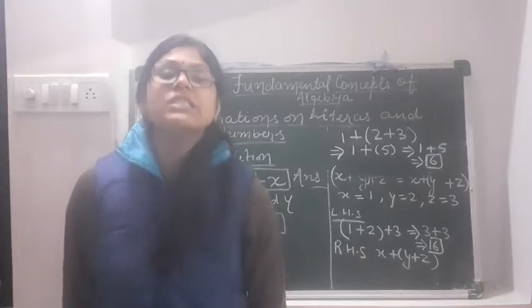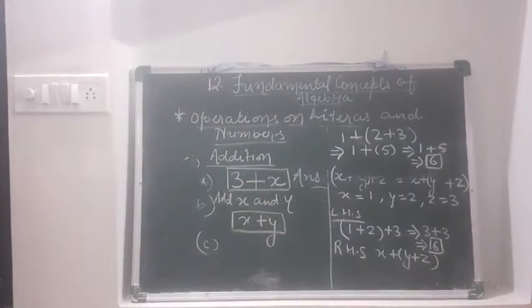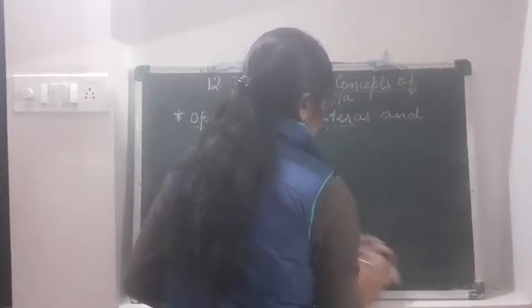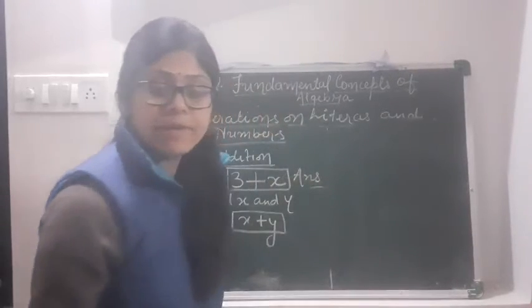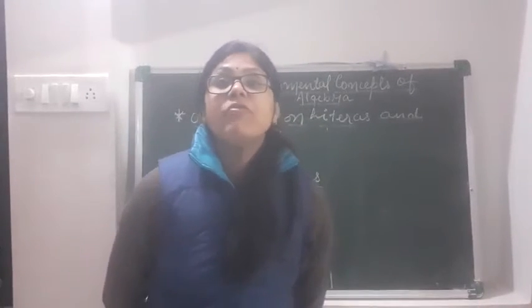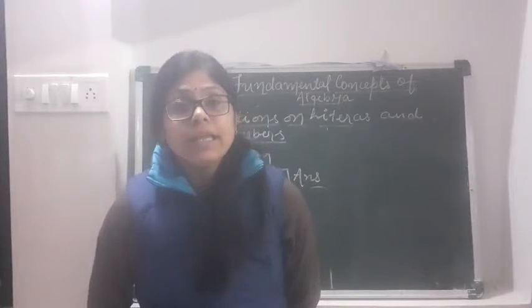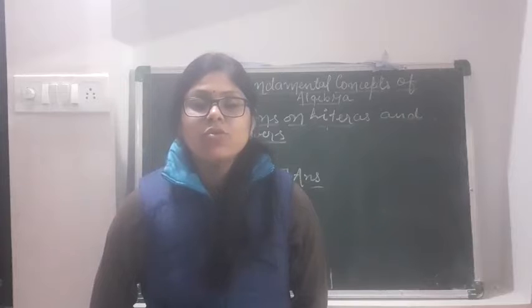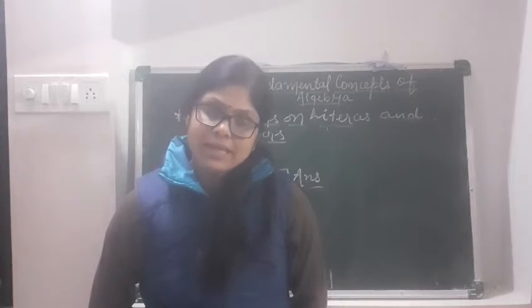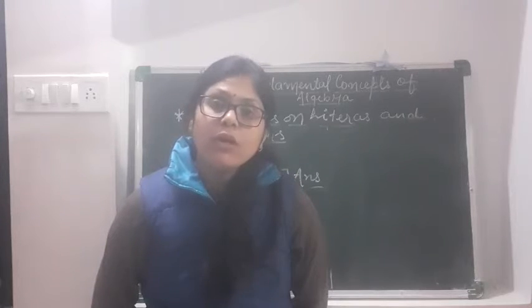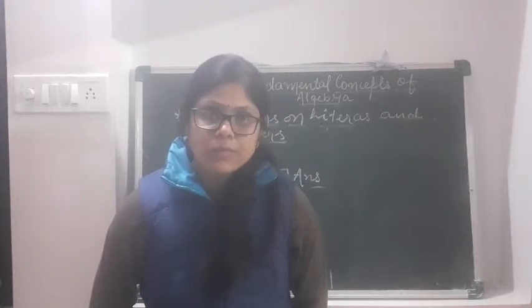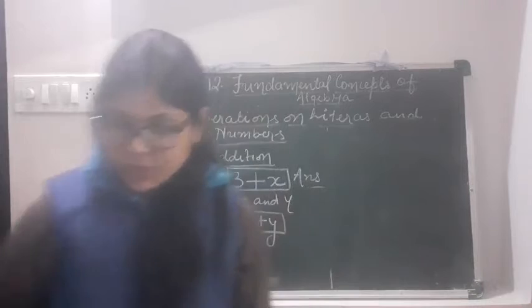Now, additive identity. What was the additive identity? Do you remember? Additive identity was when we add 0 to any number, the same result will come. Means x plus 0 is always equal to 0 plus x. 1 plus 0 will always be equal to 0 plus 1. Clear? Fine.